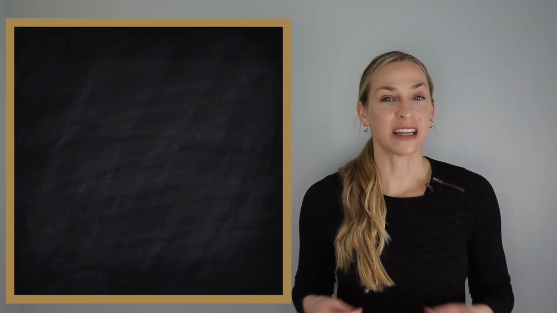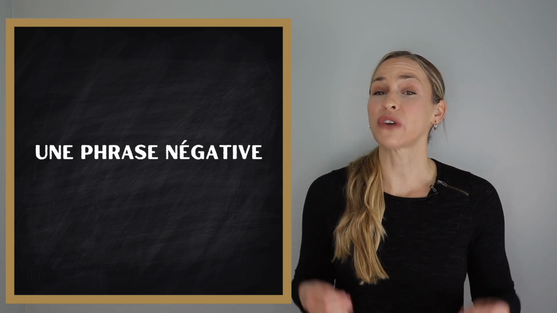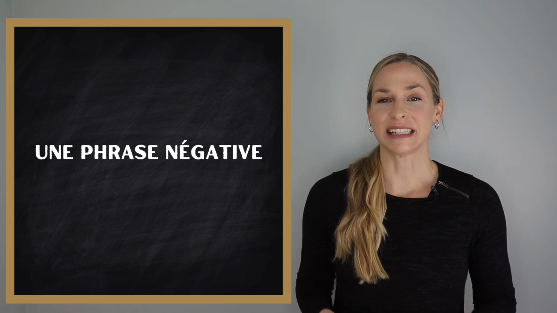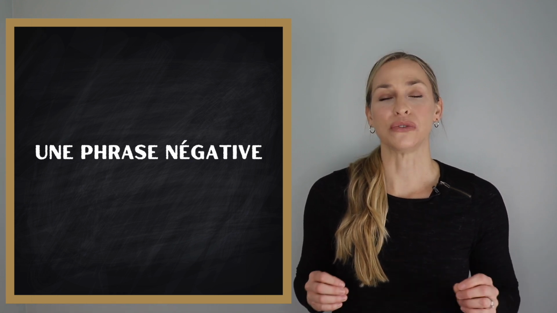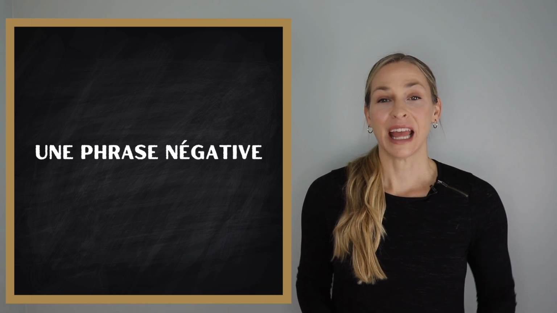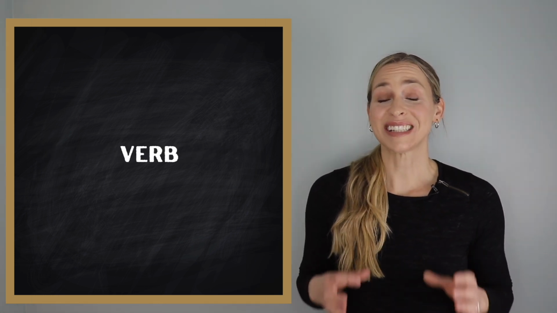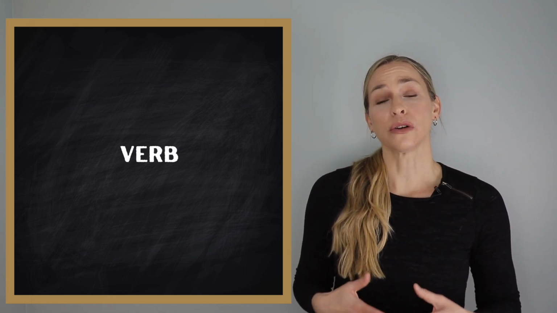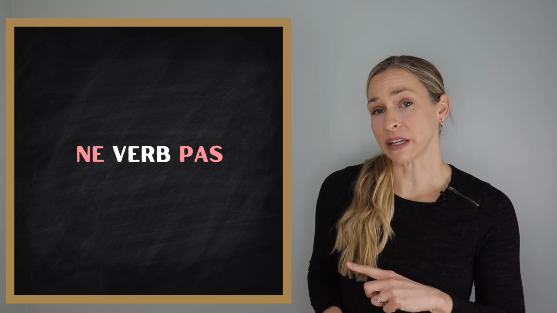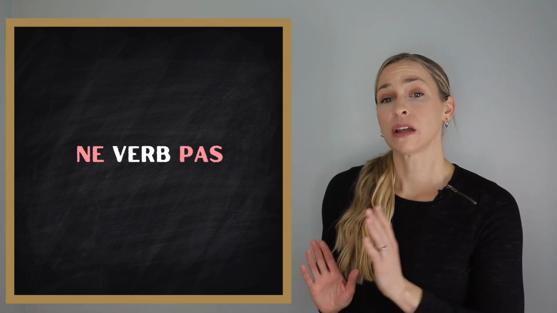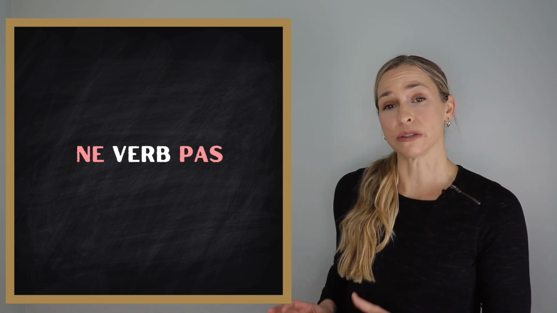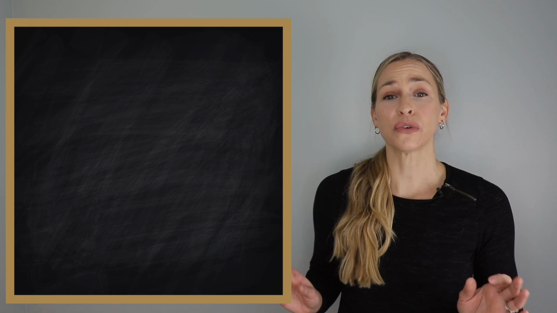Let's get started. Okay, let's start with the basics. First of all, a negative sentence in French is called une phrase négative. Une phrase négative. And to form a negative sentence, you need to sandwich your conjugated verb between 2 words. They're the words ne and pas, okay? So you have ne, conjugated verb, and pas. We've sandwiched a verb between those 2 words. Pretty simple.